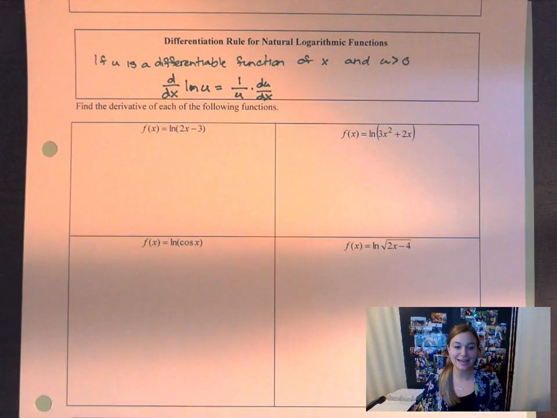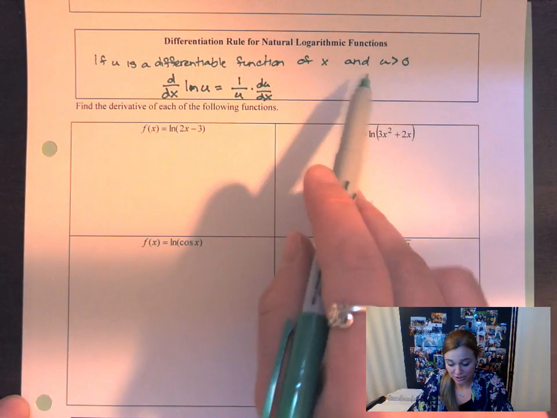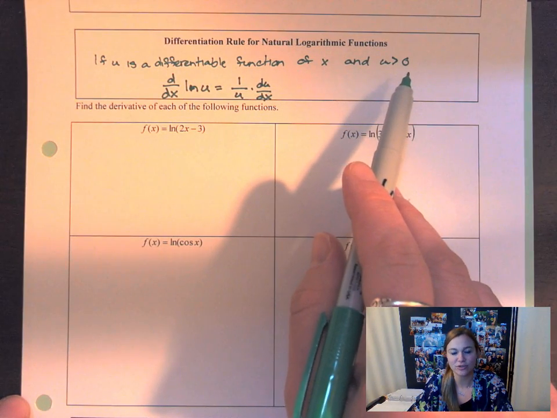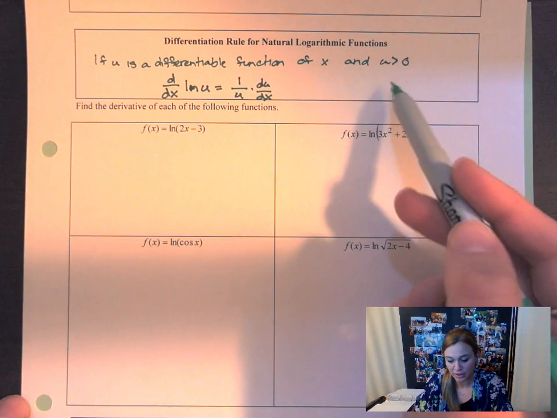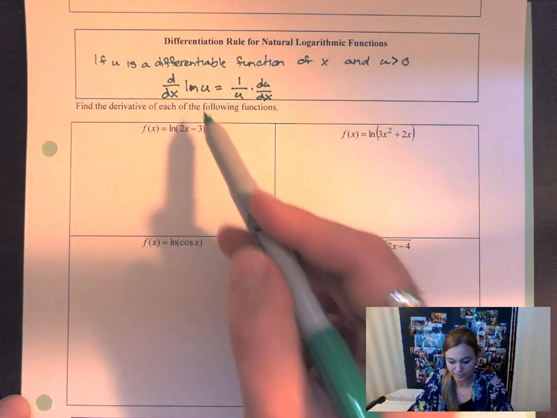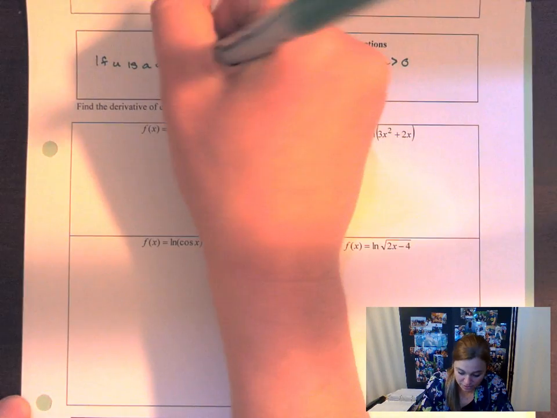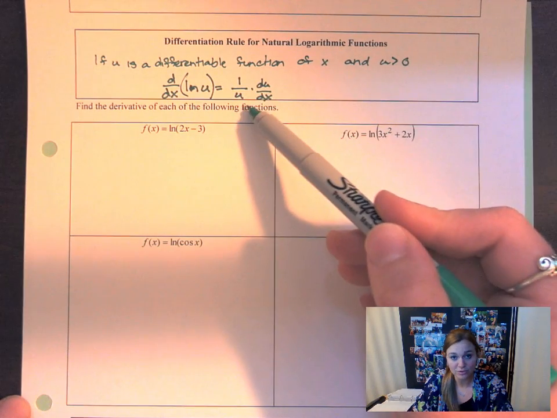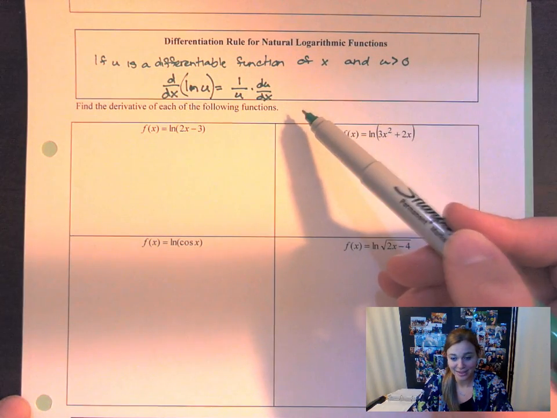If we did exponential functions, we might as well do natural logs, and this one's actually not so bad either. If u is a differentiable function of x, and u is greater than 0, the only reason why this is in here is because you can't take the natural log of 0 or a negative number. So I want u to be greater than 0, meaning the derivative of the natural log of u is 1 over u times du dx.